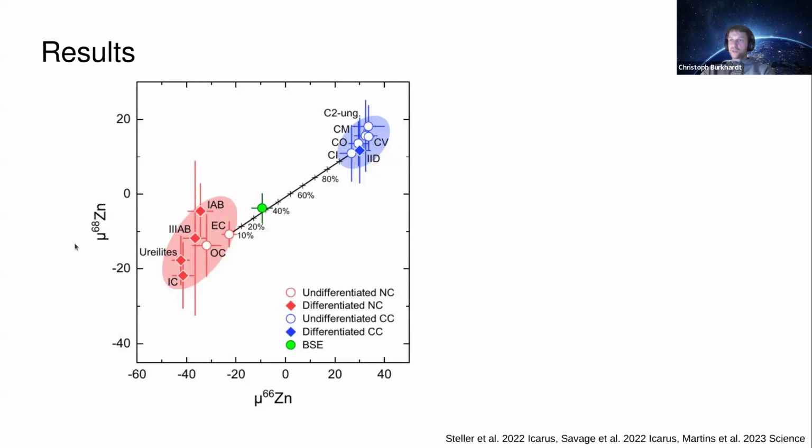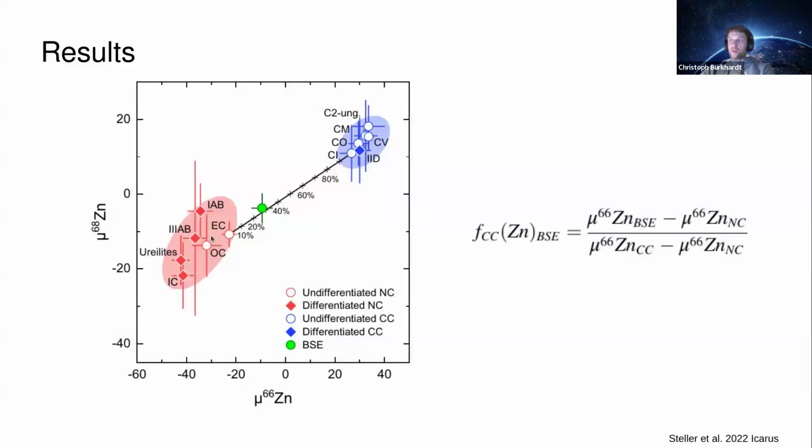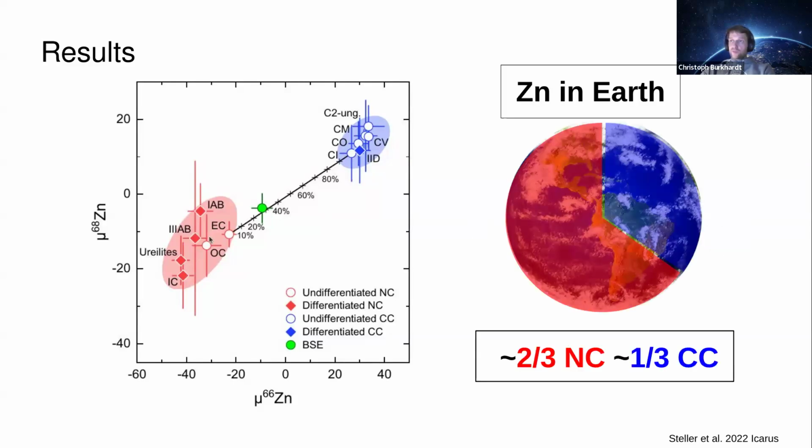And without looking at any concentration data, we can infer from this diagram how much of the zinc in Earth comes from CC and how much from NC, with this simple equation. And when we do that, we find that for zinc in Earth, 2/3 of it comes from the NC reservoir in the solar system, and about 1/3 comes from the CC reservoir.